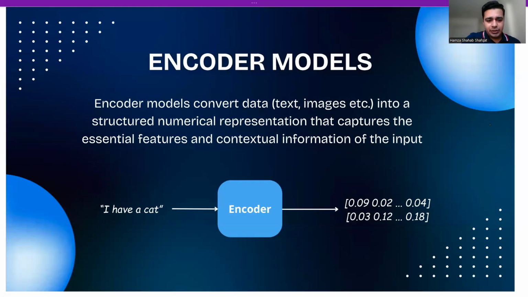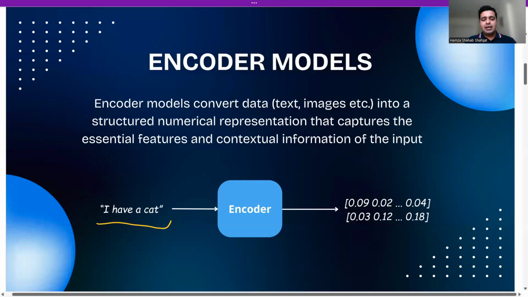So let's say that the input is a sentence, I have a cat. We need to know where each word fits into the entire context of the sentence. And so the encoder models capture them in numerical form.